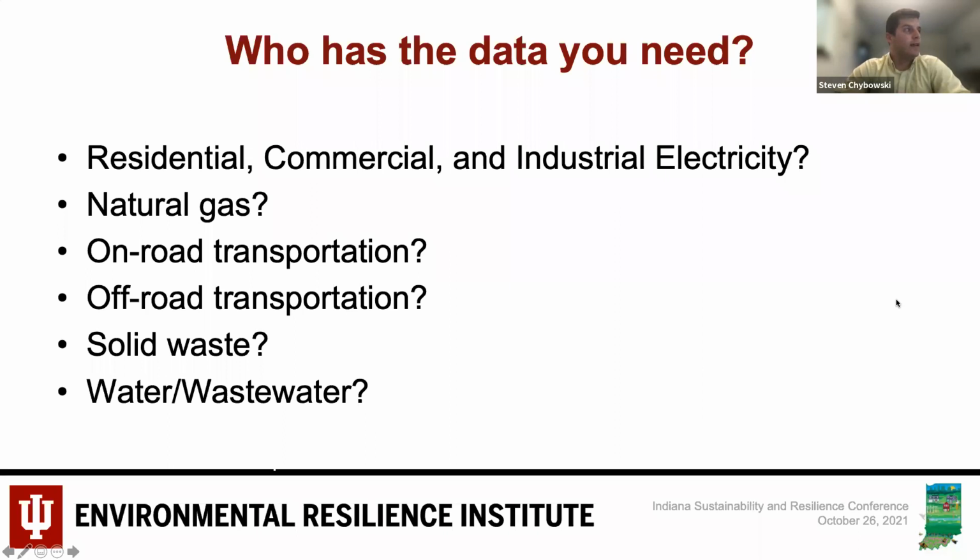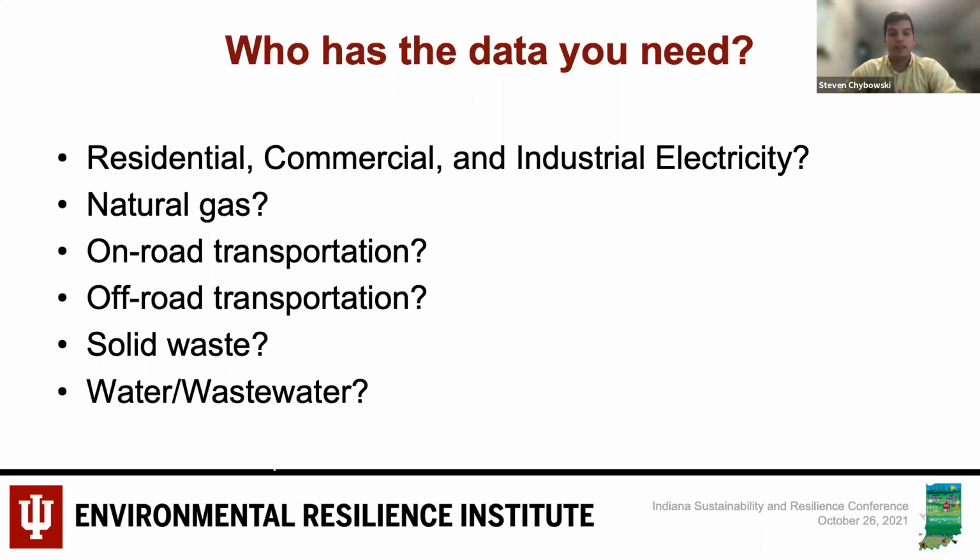So when you're looking to gather information on residential, commercial, and industrial electricity, the first place you're going to want to try to go for that information is directly to your electricity utility. Generally speaking, they are able to find and gather this information for you. Some of the utilities out there may charge you a fee for gathering that information and providing it to you, but generally speaking, they can get that to you.